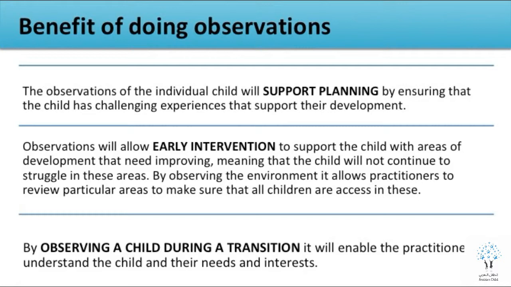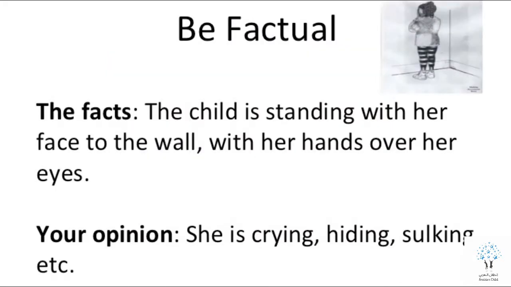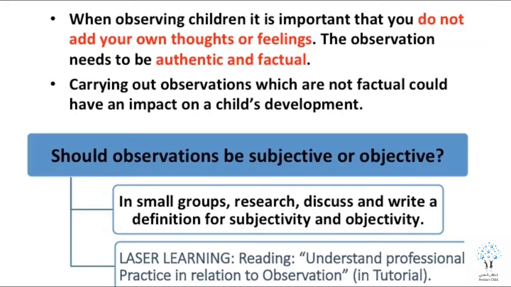So next, you want to be factual when you're doing observations and assessment, right? So what do you think about when you look at this picture? The facts are that the child is standing with her face to the wall and her hands are over her eyes, right? That's the facts. But your opinions may be that she's crying or hiding or sulking, etc. So you want to be very careful that you're objective when you are observing children, and you don't add in your own thoughts or feelings, because observations need to be authentic and they need to be based on facts.